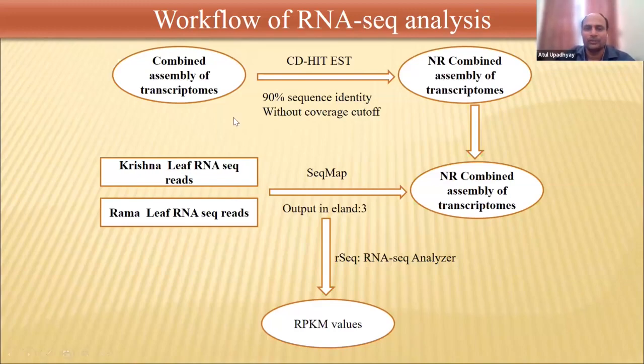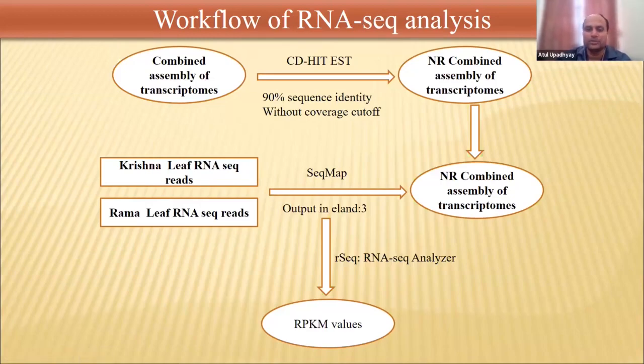So the pipeline was something like this: we assembled all the transcriptomic data and then got a non-redundant set by using CD-HIT at 90% sequence identity. Then we used that non-redundant combined transcriptome as a reference, and we mapped the Krishna and Rama samples separately to this reference and identified the RPKM values of all these genes. Along with that, we also filtered out the genes involved in the secondary metabolite pathway by using the genomic approach.